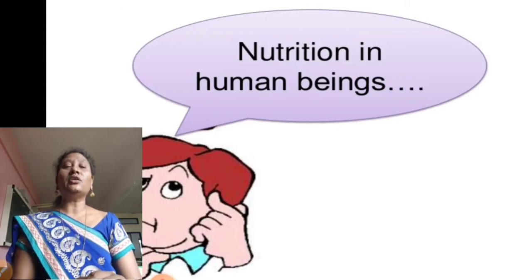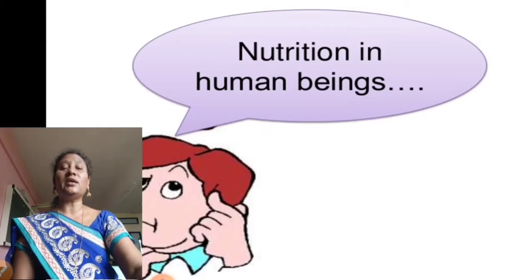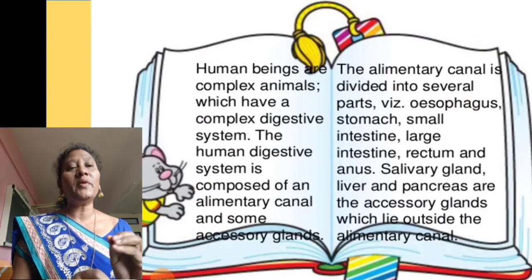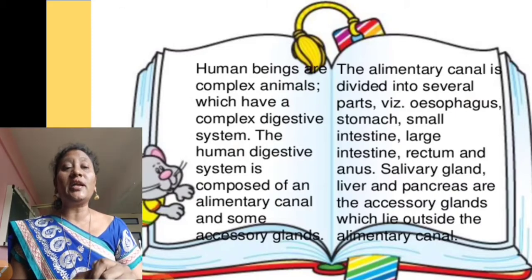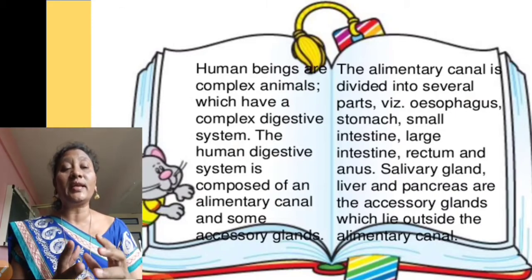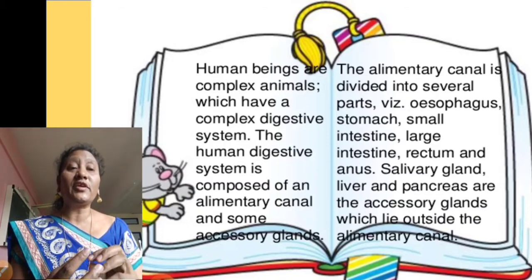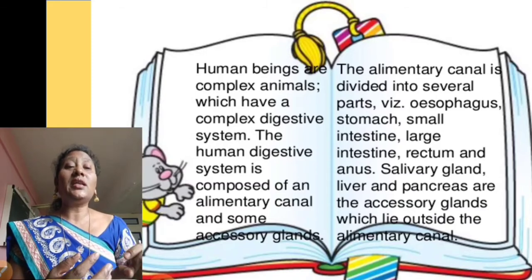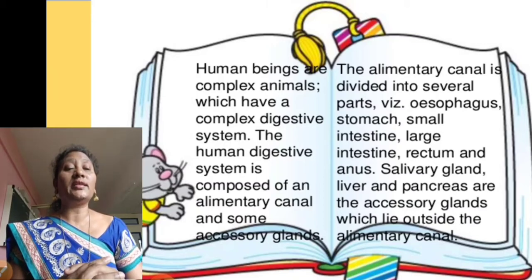Now let us see how the nutrition takes place in human beings. Let us have the discussion. Human beings are complex animals which have a complex digestive system. The human digestive system is composed of an alimentary canal and some accessory glands. The alimentary canal is divided into several parts: esophagus, stomach, small intestine, large intestine, rectum and anus. Salivary glands, liver, and pancreas are the accessory glands which lie outside the alimentary canal.